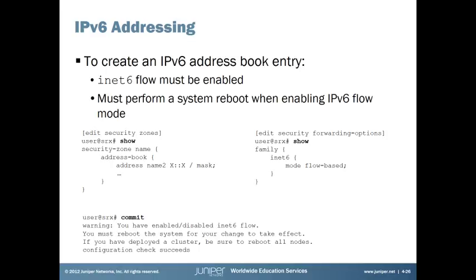So you can create an IPv6 address entry as well. Just a little note here: if you're going to use IPv6 addresses, you have to go under the edit security forwarding-options family inet6 mode flow-based. So you have to specifically enable IPv6 flow mode on the device. It's not enabled by default. Once you put that configuration in and commit it, you will get a little message telling you that you need to reboot.